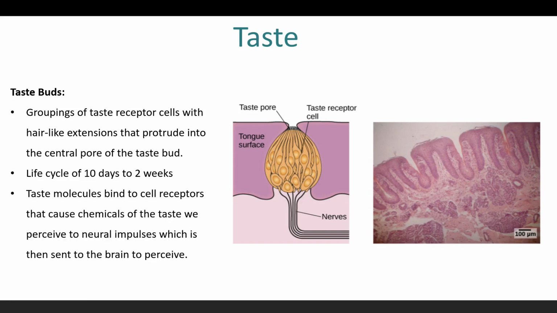And taste molecules bind to these taste receptor cells, which turn the chemicals of the taste that we perceive into different neural impulses, which are then sent through the nerves to the brain in order for us to perceive taste.